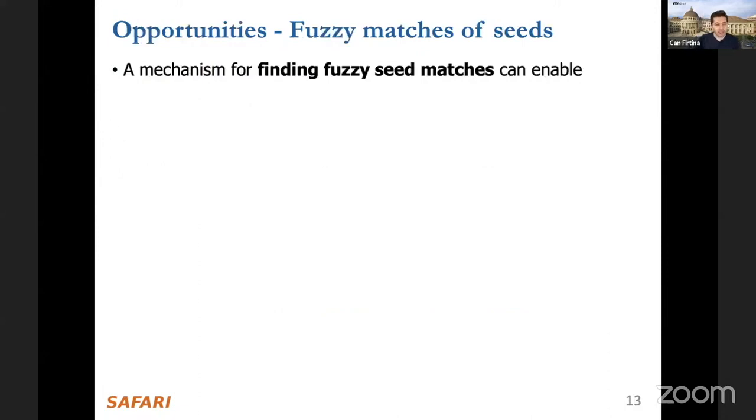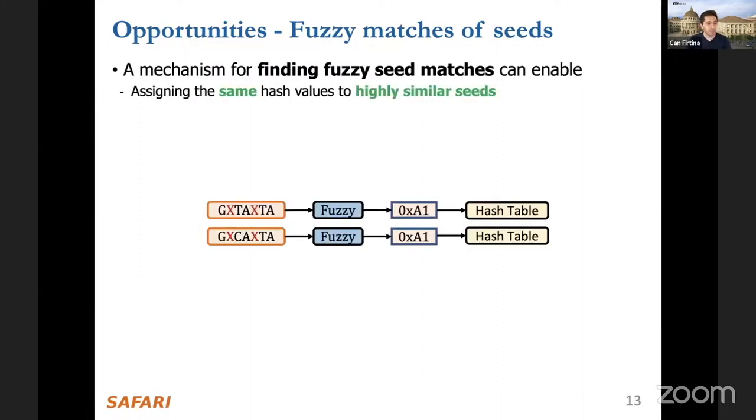And now I'll try to convince you of the potential opportunities of using fuzzy seed matches. Fuzzy seed matching, to reiterate, is to match highly similar seeds to each other, not necessarily exactly matching, but also highly similar ones. Such a mechanism for finding seed matches can enable assigning the same hash value to highly similar seeds.